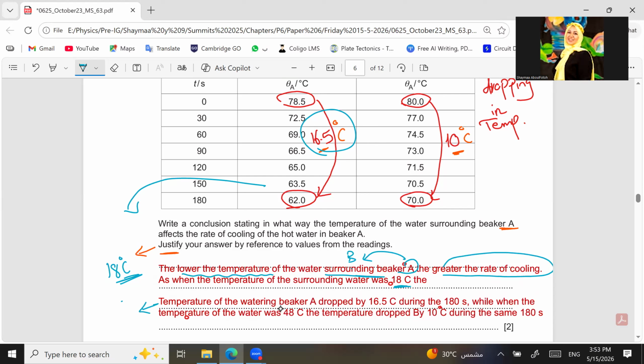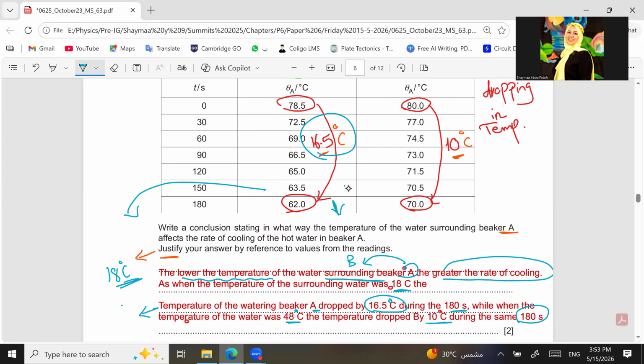The temperature of the water in beaker A dropped by 16.5 degrees Celsius during 180 seconds, while when the temperature of the surrounding water was 48 degrees Celsius, the temperature dropped by 10 degrees Celsius during the same time. So the lower the temperature of the surrounding, the greater the rate of cooling. Why? Justify: because the drop of temperature in the first case, when the surrounding temperature was 18, was 16.5, while when the surrounding temperature was 48 degrees Celsius the drop was 10 degrees Celsius.